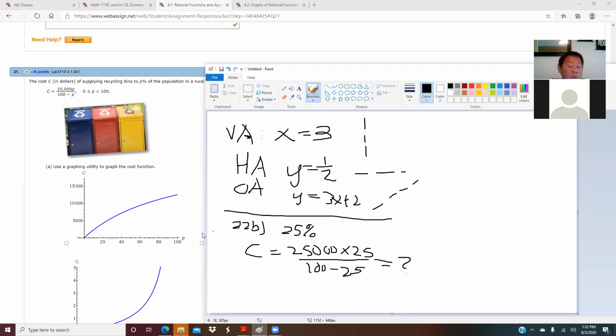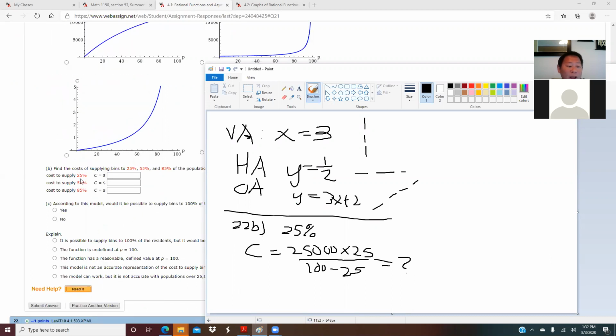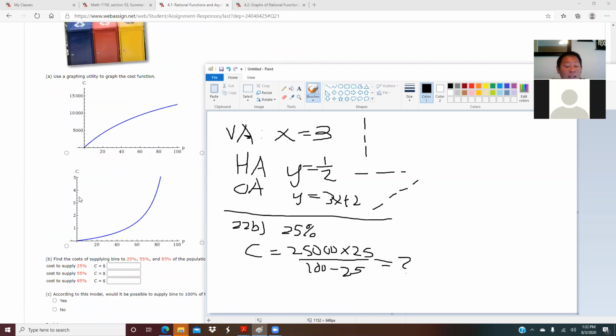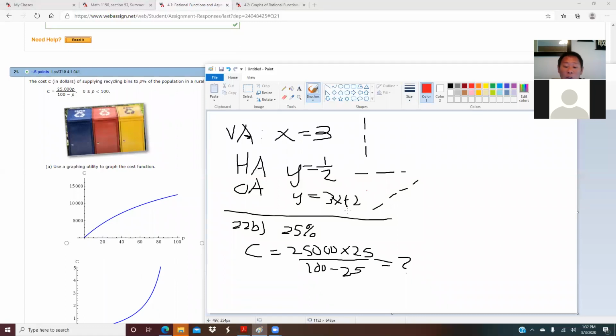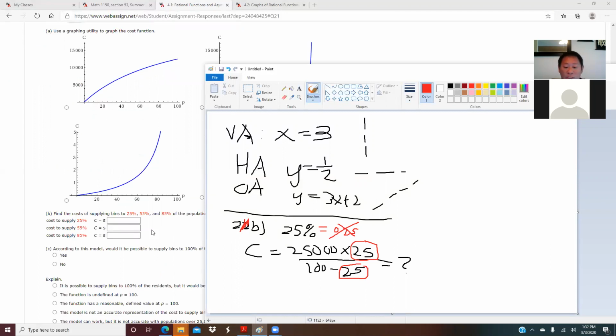So this is how you do question B, with 25, 55 and 85%. You change this to 25, 85 and 55. Do not change this to 0.25 and plug it in there, okay? That will be wrong. Are you clear with this, 4.1 question 21? This is the one that I see a lot. Some students ask me, do not change this from percent to decimal, just use the percent, 25.